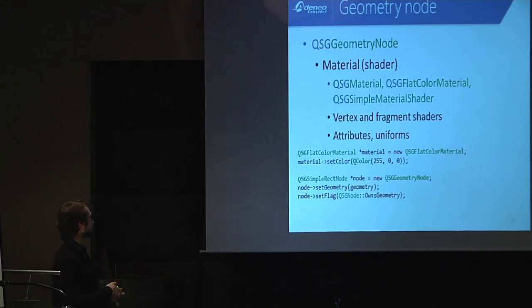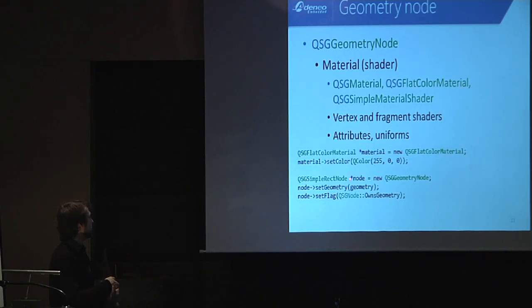And again, they made a few classes to make your life easier, so that you don't need to write shaders all the time, because that's some additional work too. So you have the flat color material, which is a shader that sets the same color for all the pixels. For example, we set the color to a red here. And that's all for this one.